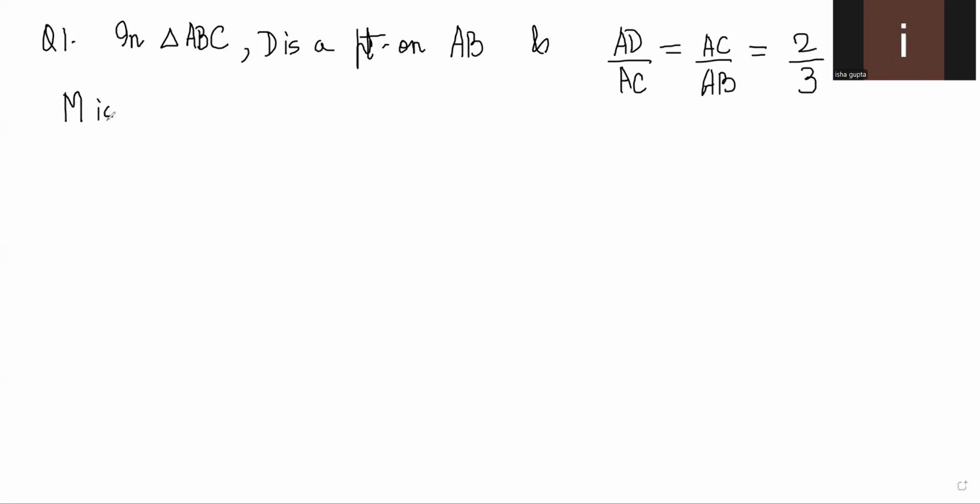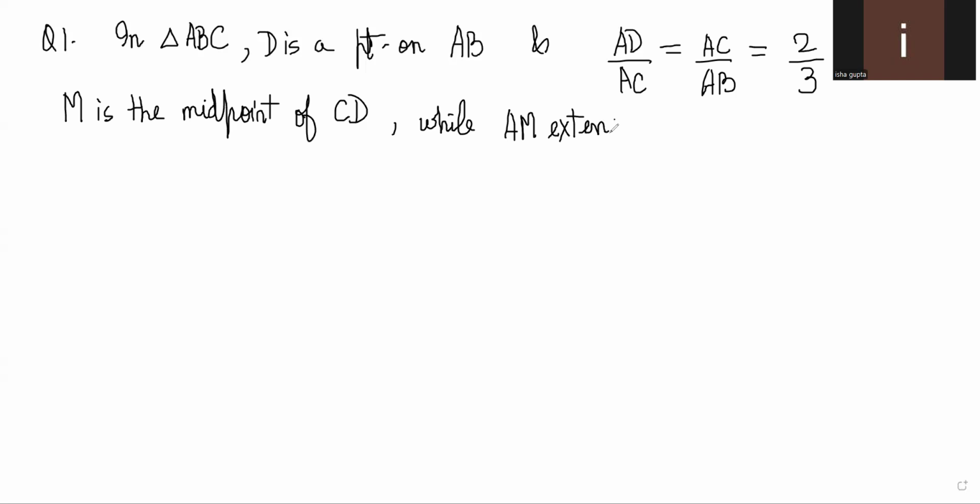Now M is the midpoint of CD, while AM extended intersects BC at E. And you have to find the ratio of CE by BE.